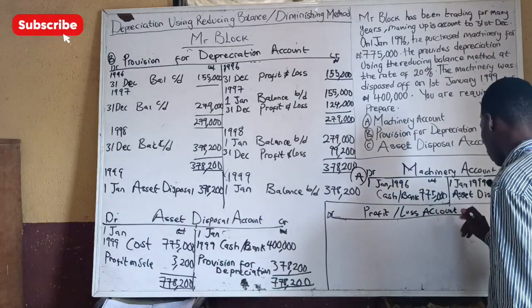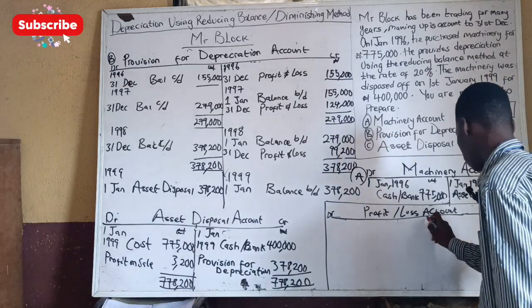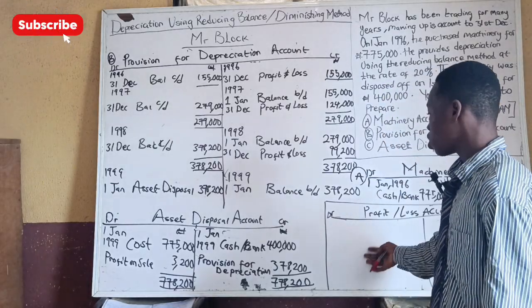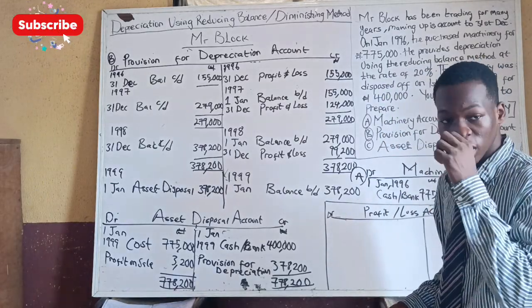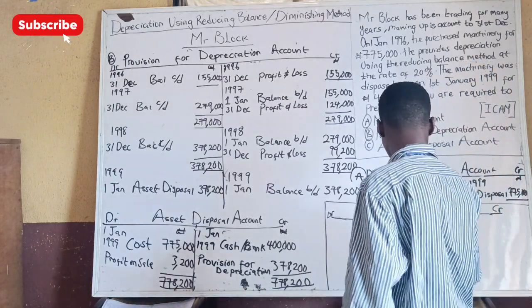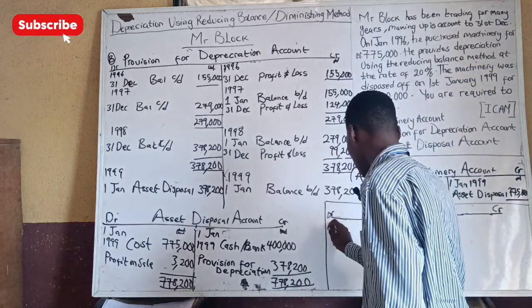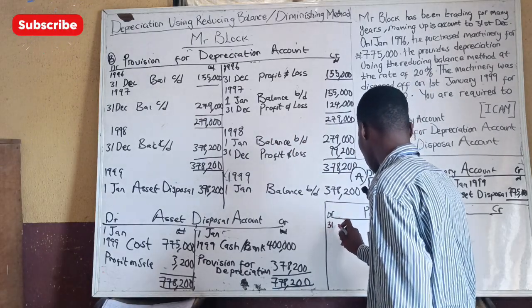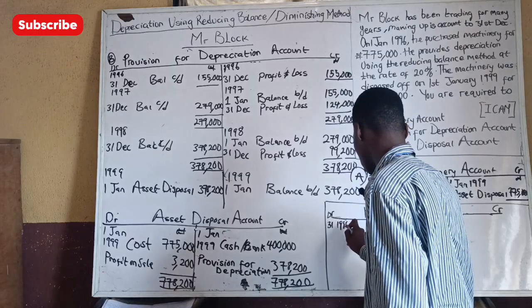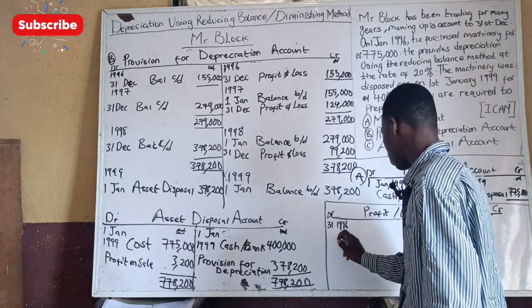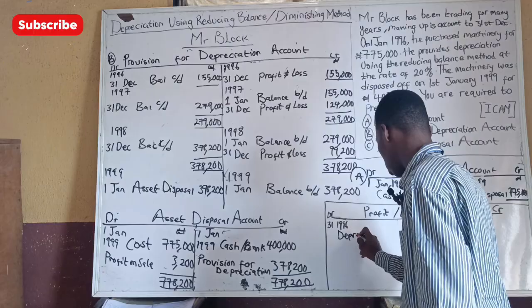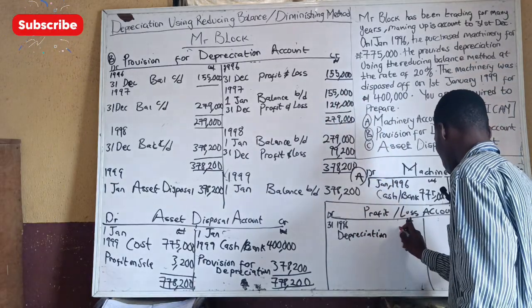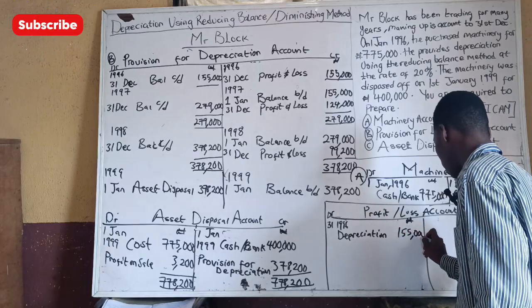So if you are asked to prepare the profit or loss account, it will move in this way. All what will be on the debit side is the amount charged as depreciation, since depreciation is what? An expense. So the year, we know that the year is what? The first year is 31st December 1996. For 1996, the amount we charge as depreciation, that is 155,000 naira.